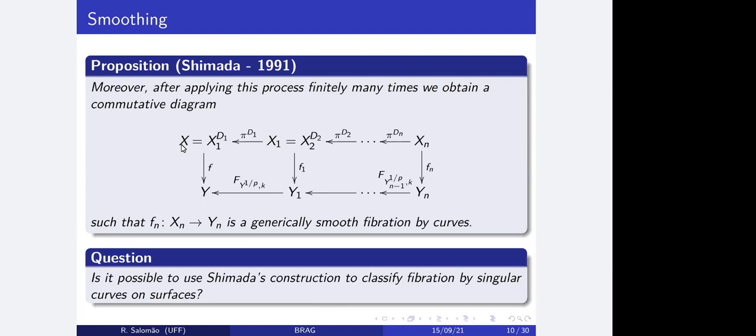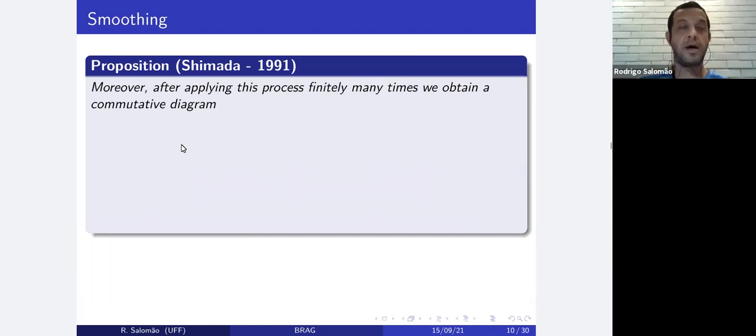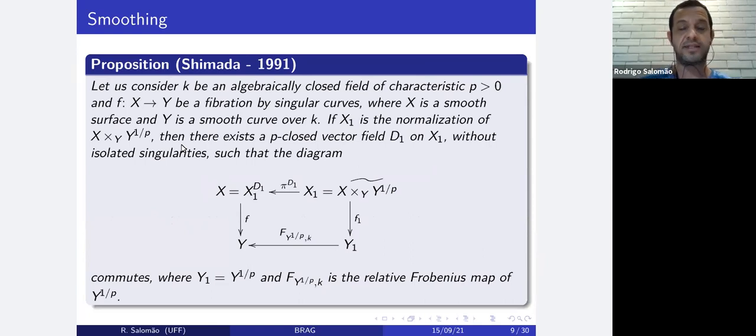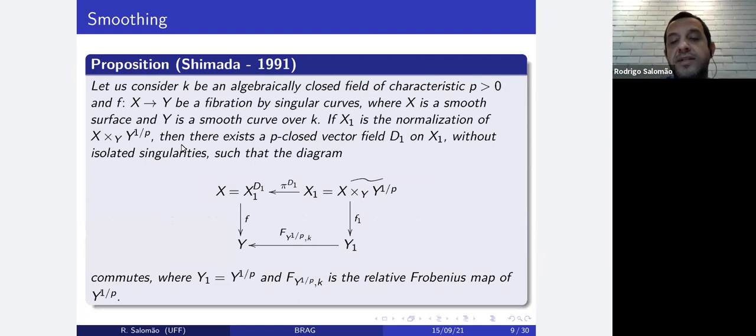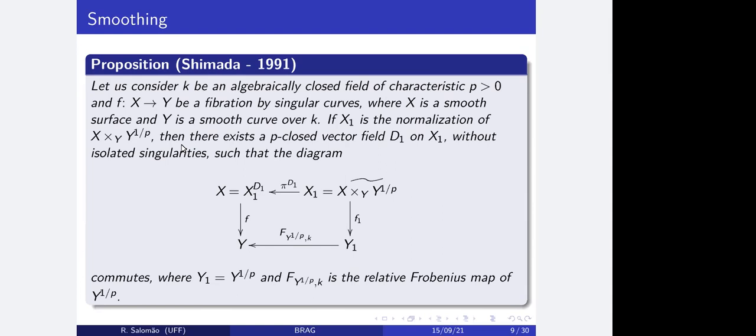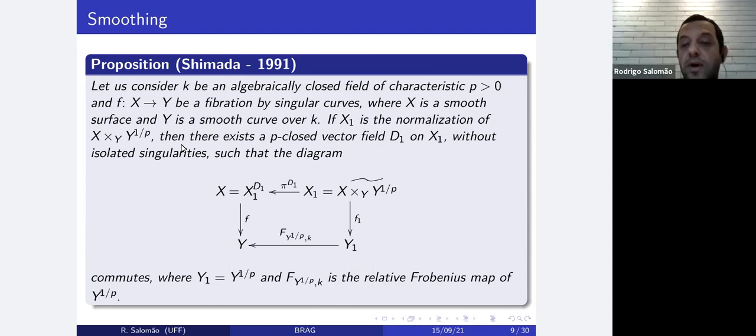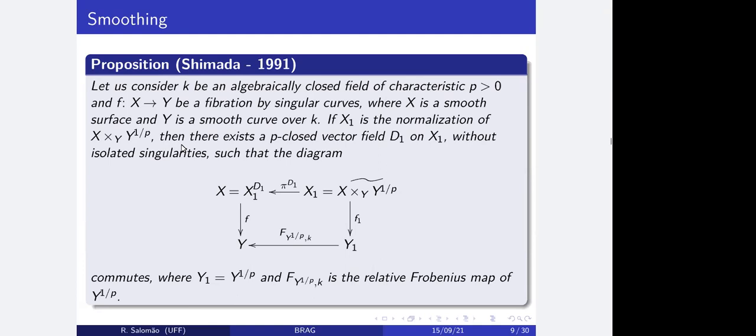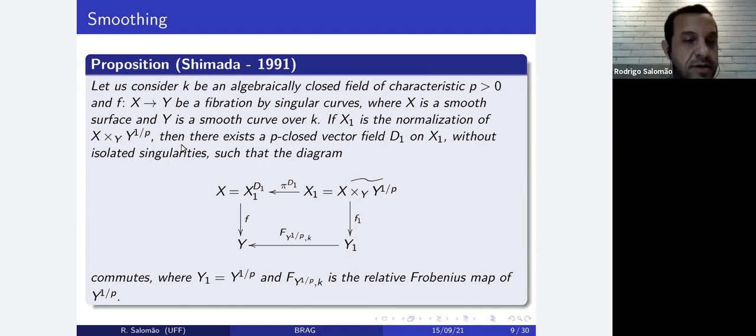Just one question. In the previous slide, the vector field was with isolated singularities or non-isolated singularities? Without isolated singularities, which means that if you write the expression of the derivation in a local neighborhood of each point, the coefficient will not vanish on this point, okay? So it's with isolated singularities. No. The zero locus of the vector field is codimension 2. Is that what you mean? Yes. So it's with isolated singularities. Sorry.